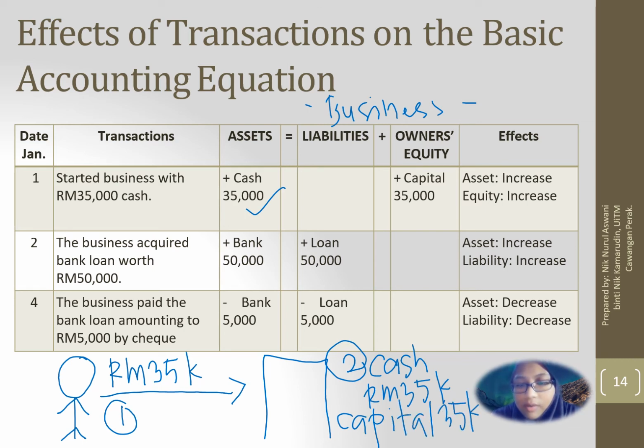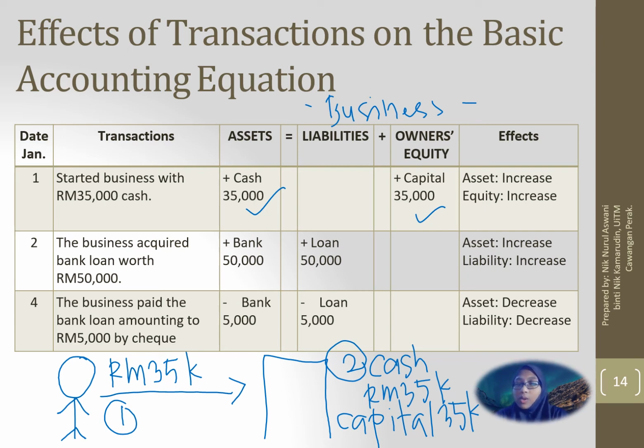Okay, so we have to record this one as well. Capital under which category? Owner's equity. So capital 35,000. You can see that on the left hand side you have cash 35,000 ringgit, and on the right hand side you have capital 35,000 ringgit.